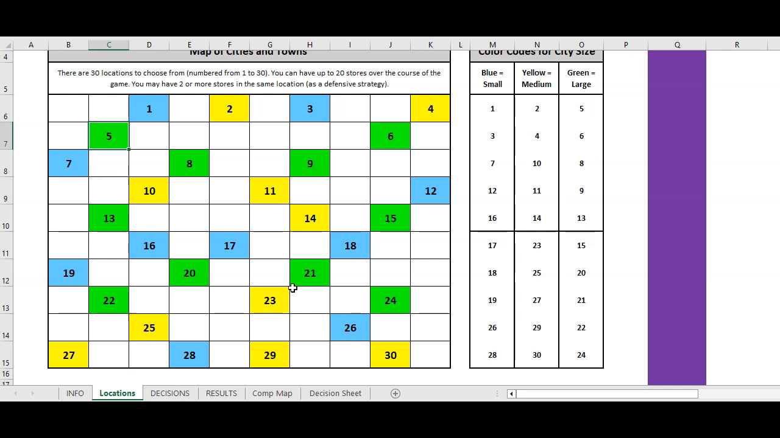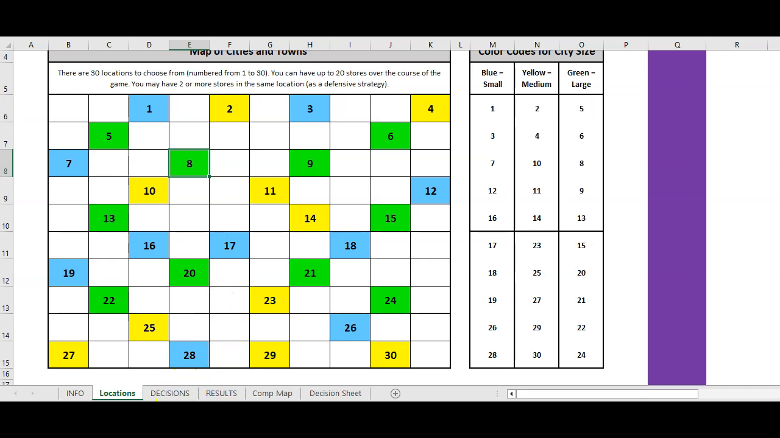And of course, you're making decisions in advance. So you may move into a location and find a competitor goes in at the same time, which is not great. And you may have 2 or more stores in the location. So you may start in location 8, and you may choose to add another store or even a second, third store into location 8 to ensure that competitors don't bother you and that you own that marketplace.